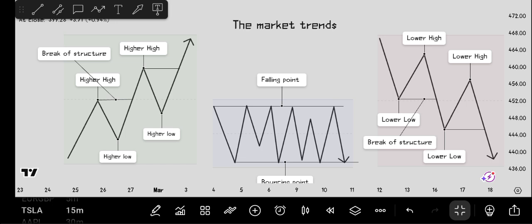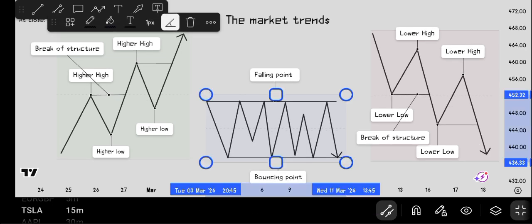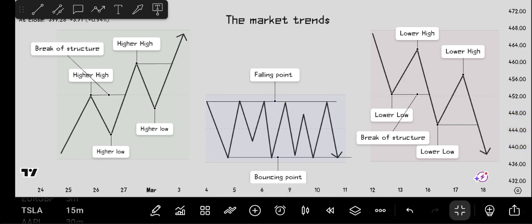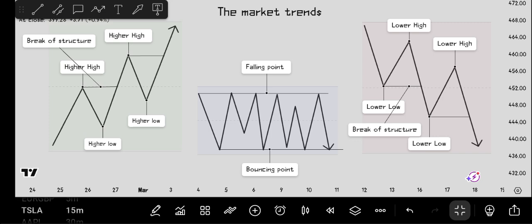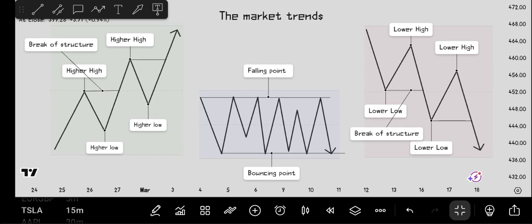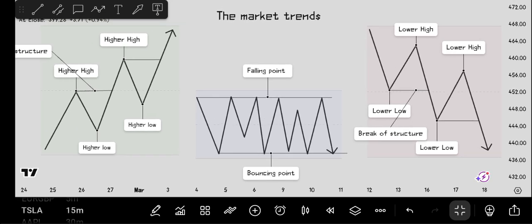Now coming to our consolidation market, which is the ranging market. This trend is actually not guaranteed for a beginner trader to trade, when you see price going up and down and not creating either higher highs or higher lows.